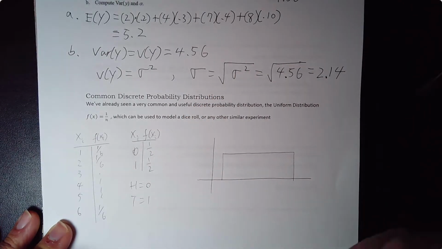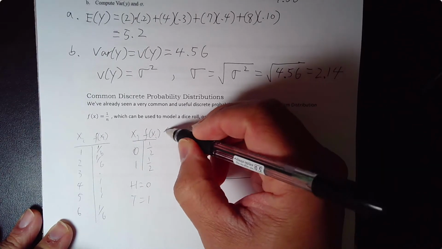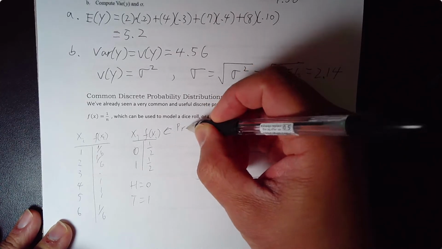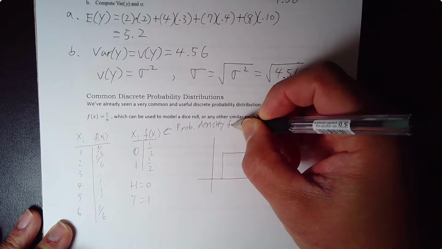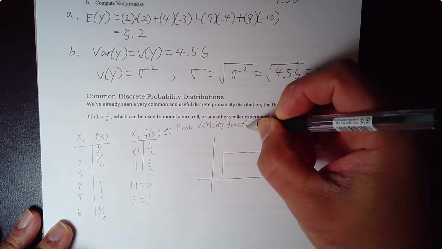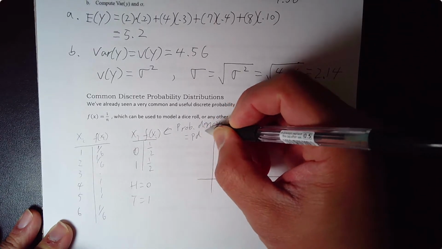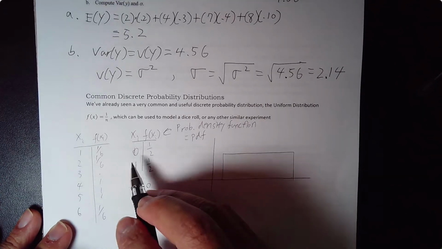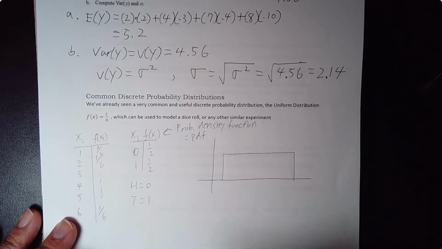By the way, now we will start using this notation more and more. You've seen it already: f of x. This f stands for function, and this represents a probability density function, shorthand for PDF. This just means a function that gives the probability of each outcome, of each x.